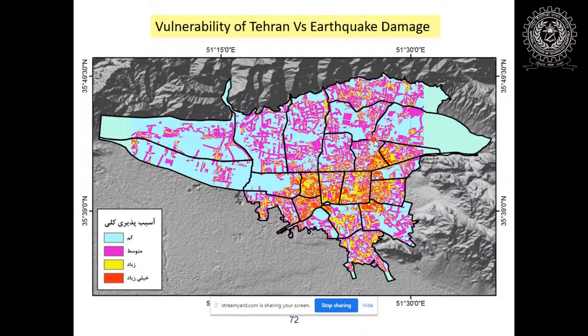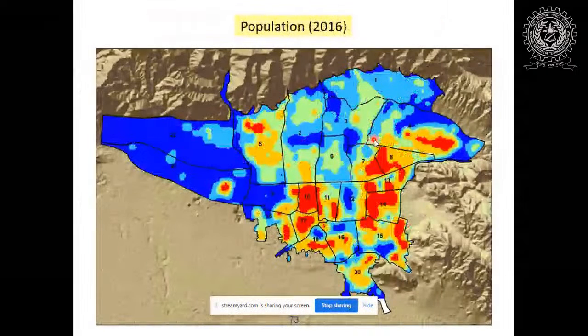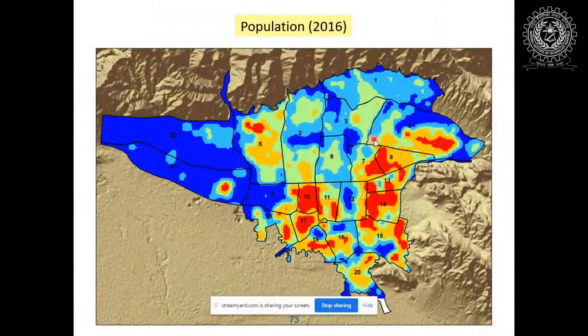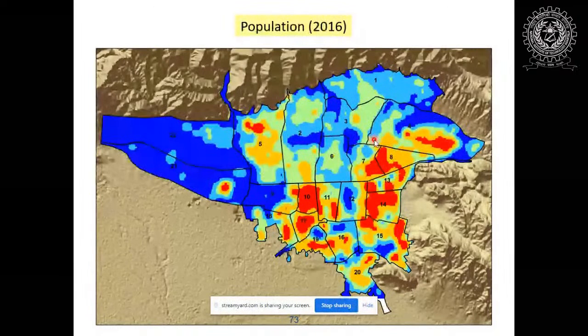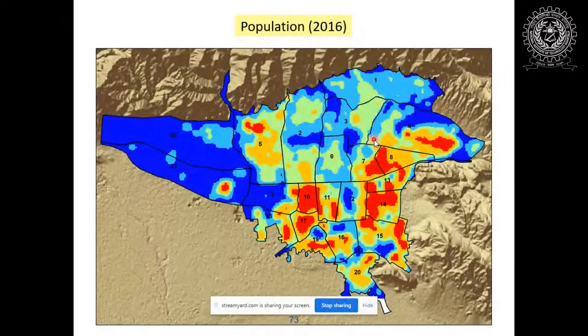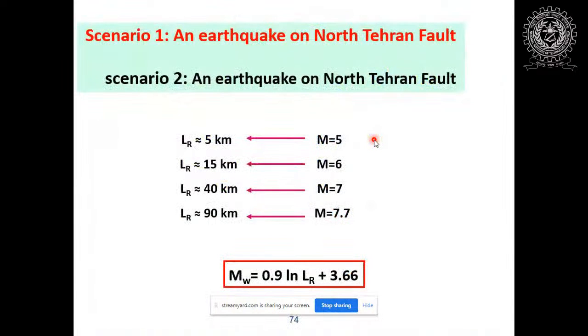We have more vulnerability here, and this is the population distribution. Most of the densely populated areas are focused in the same vulnerable areas in central and southern Tehran. We have made some scenarios for the earthquake.